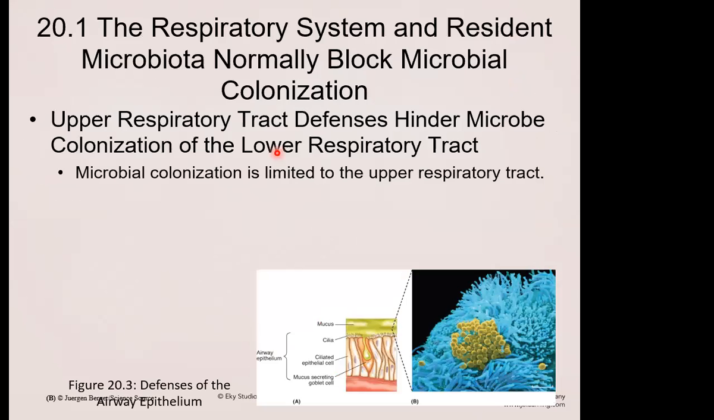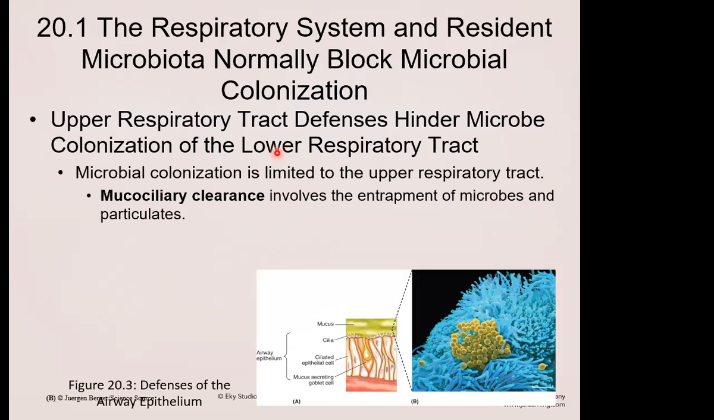All right, so that's just an introduction to the upper and the lower. In the upper respiratory tract, we're going to find resident microbiota. So we have some microbes that can help outcompete invading microbes. And we can get rid of certain invaders through a process called mucociliary clearance. Muco referring to mucus, ciliary referring to cilia, and then clearance meaning like expulsion out of the body.